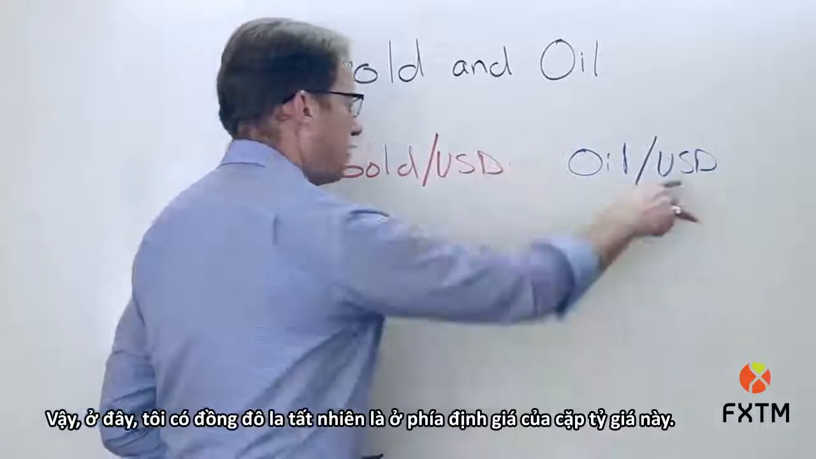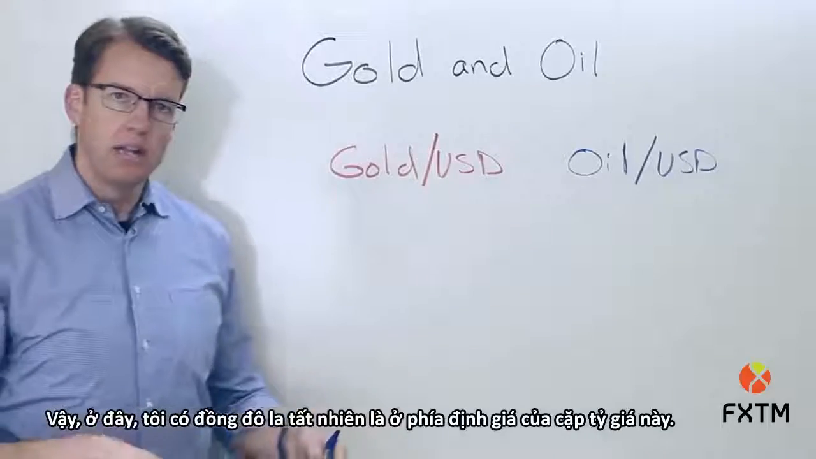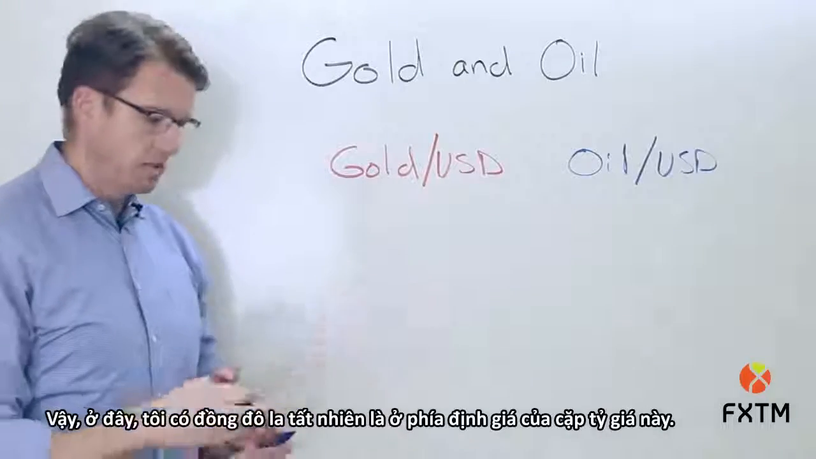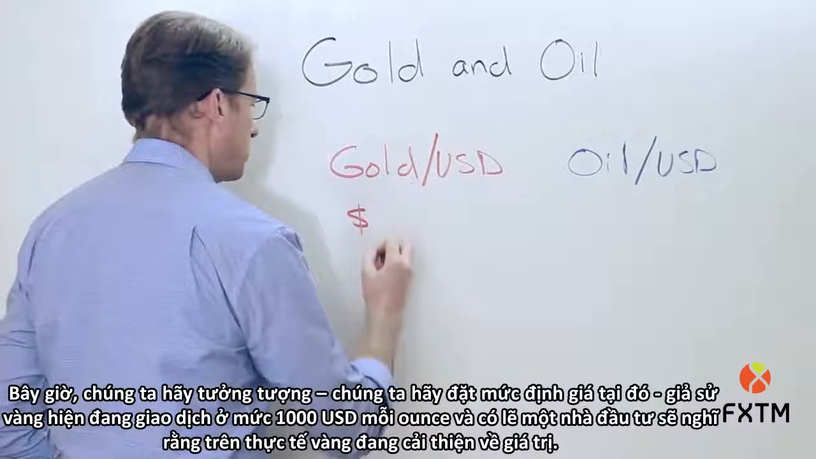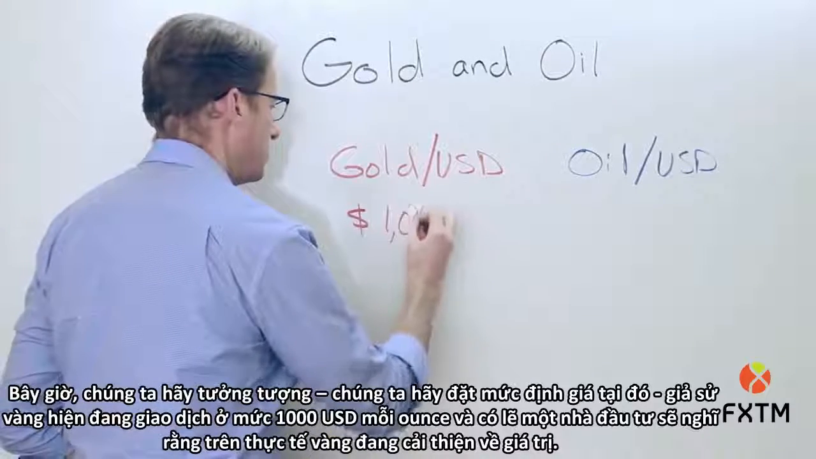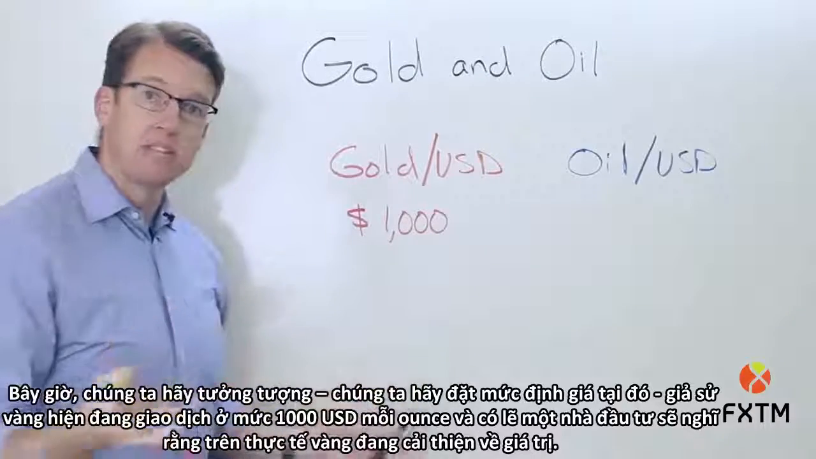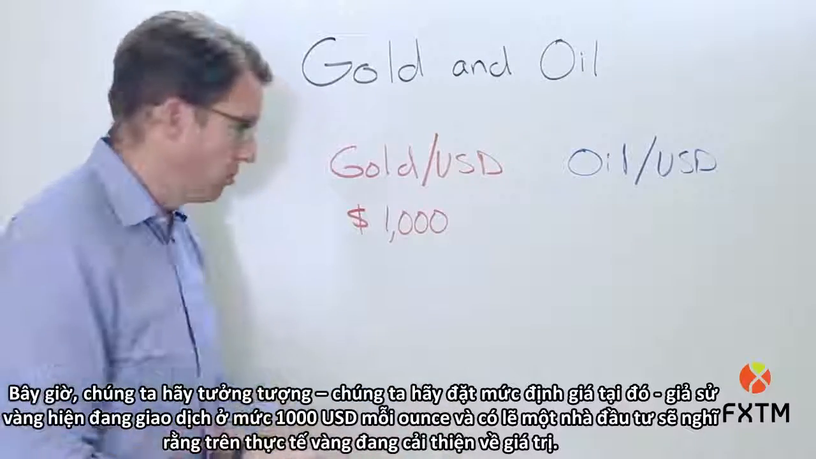So here I have the dollar, of course, over on the quote side of this pair. Now let's imagine, so let's put a quote up there. Let's imagine that gold is currently trading for $1,000 an ounce, and perhaps an investor thinks that gold is actually going to improve in value.